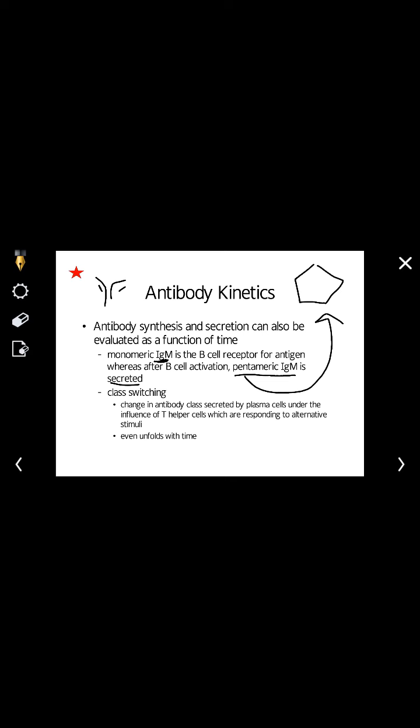So this is called class switching, where a change in antibody class is secreted by plasma cells under the influence of T helper cells, which are responding to alternative stimuli, and it unfolds with time.